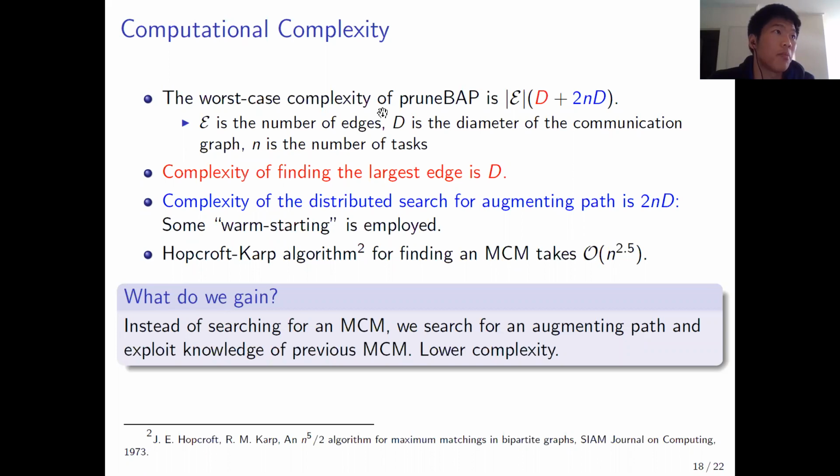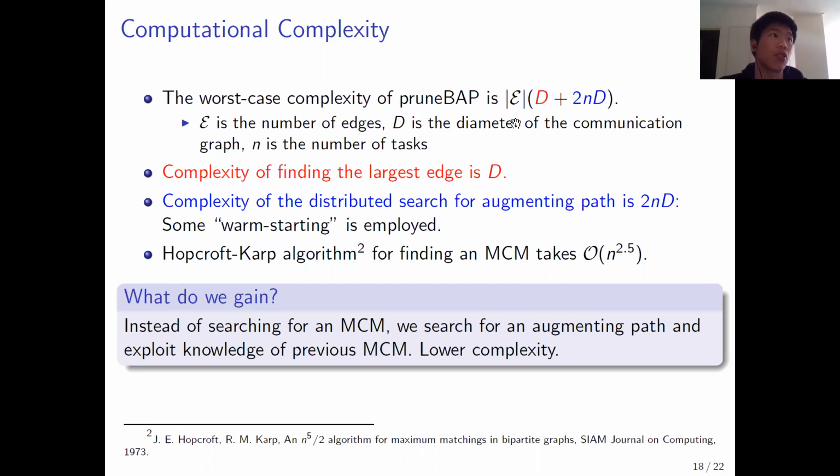So the algorithm that I've come up with, I'm just going to call it prune BAP for the remainder of the slides, just so it's not ambiguous what I'm talking about. So the worst case complexity of prune BAP is just this, where E is the number of edges in our task assignment graph. D is the diameter of the communication graph.